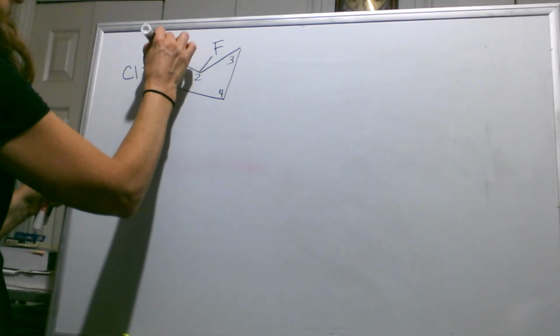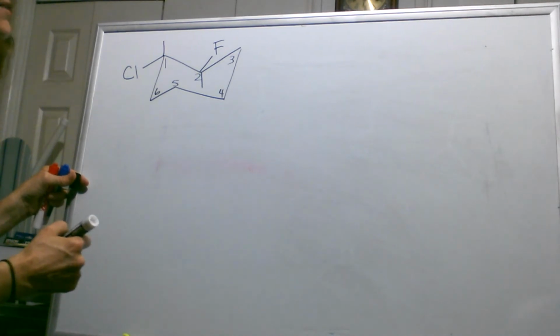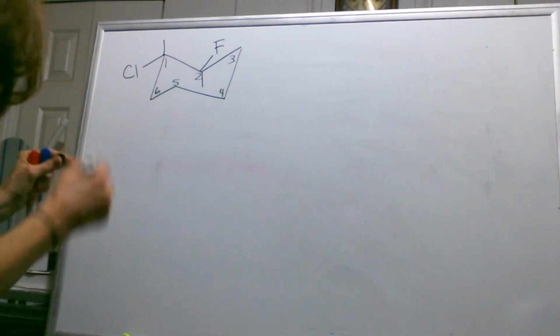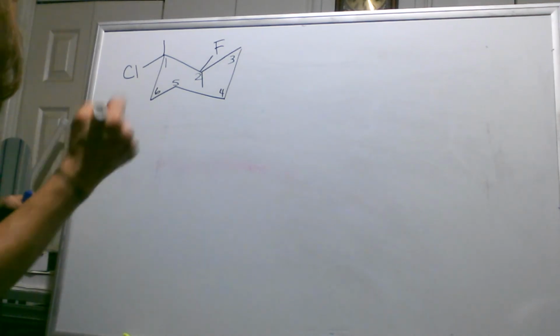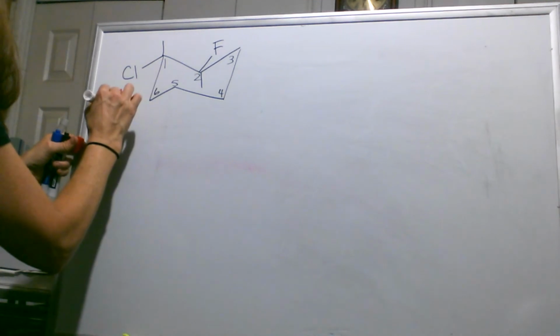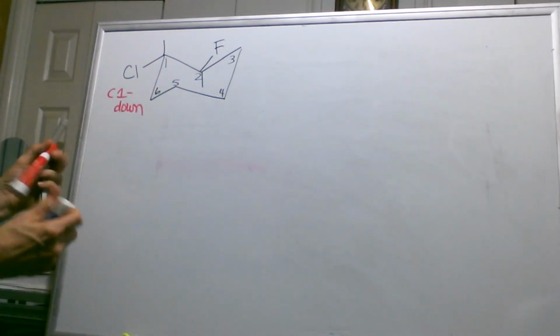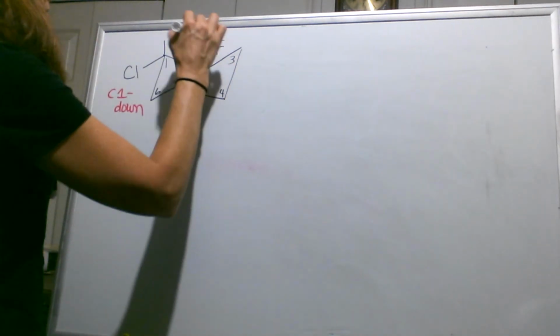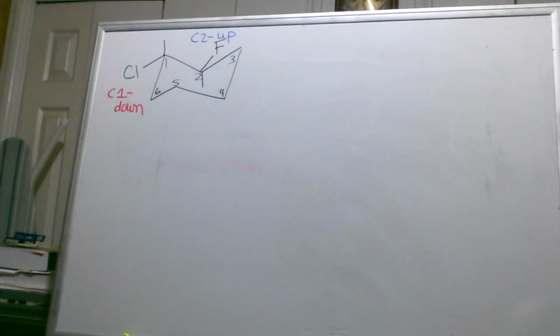I'll also just sketch in the other bonds on the carbons of interest that have substituents attached. And then we will indicate whether these are pointing up or pointing down. So on C1, even though this is equatorial, it's pointing down. And on C2, also equatorial, but that one is pointing up.